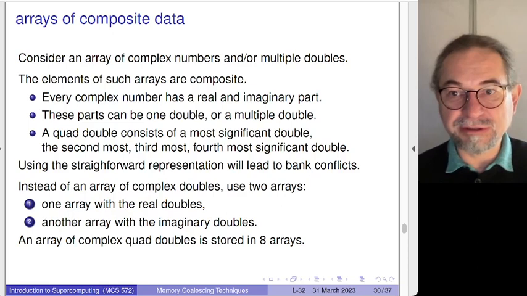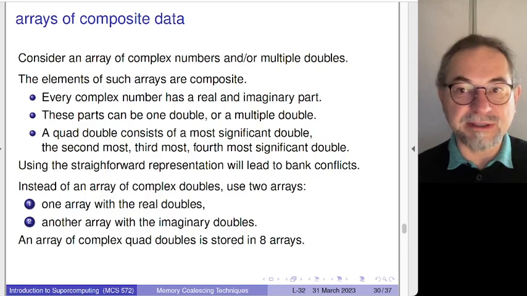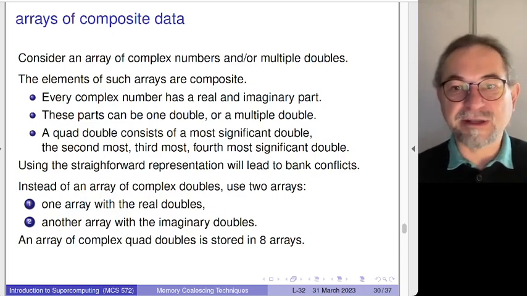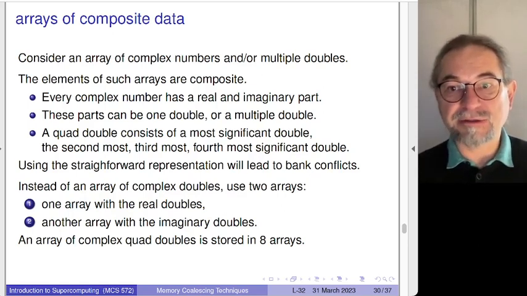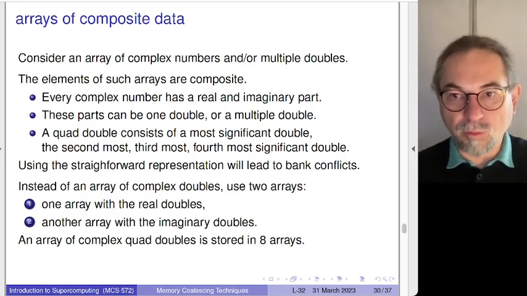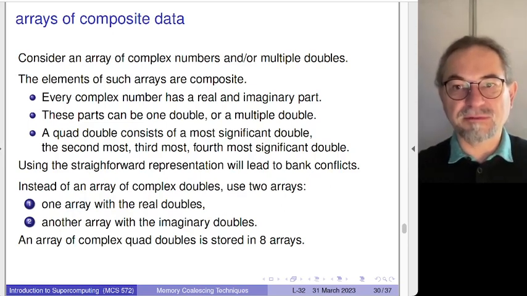Well, the answer is quite simple. Instead of working with an array of complex doubles, you use 2 arrays, one array for the real doubles and another array for the imaginary doubles. So instead of working with arrays of arrays, you actually work with multiple arrays, as many as you need. If you work with complex quad doubles, you work with 8 arrays.